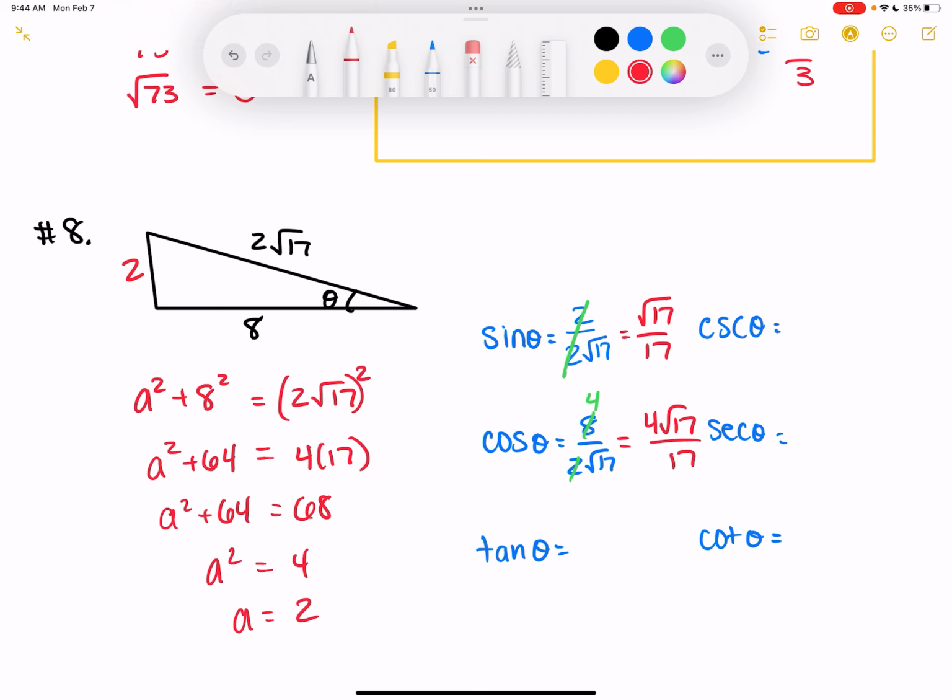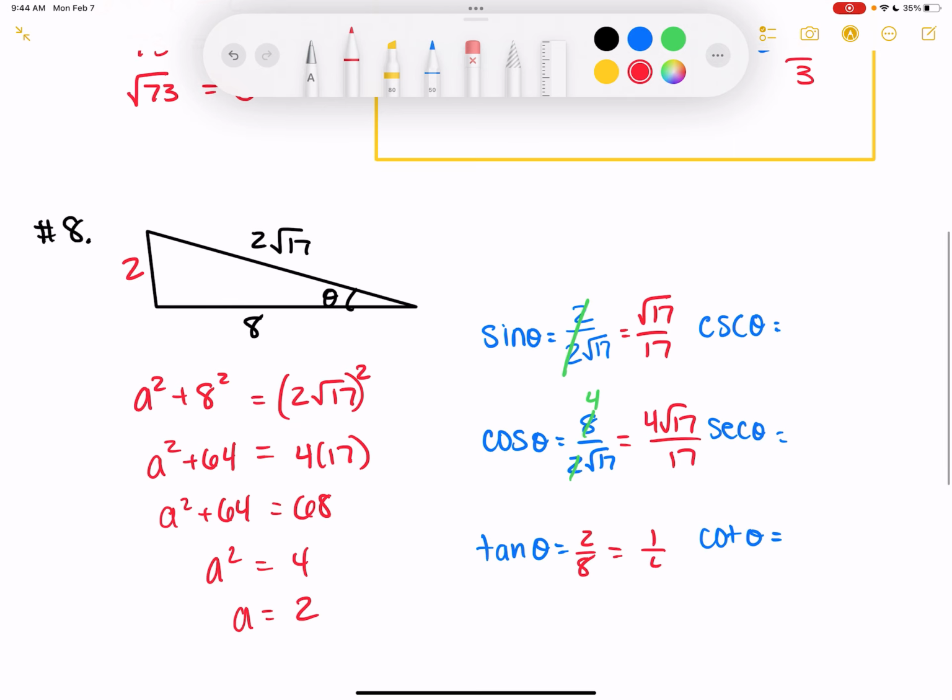Tangent, 2 over 8, which is 1 over 4. Okay. So then cosecant, 2 square root of 17 over 2, which reduces to square root of 17. Yep. Secant, 2 over the square root of 17 over 8. Then it should be square root of 17 over 4. And then cotangent, 8 over 2, which is 4.